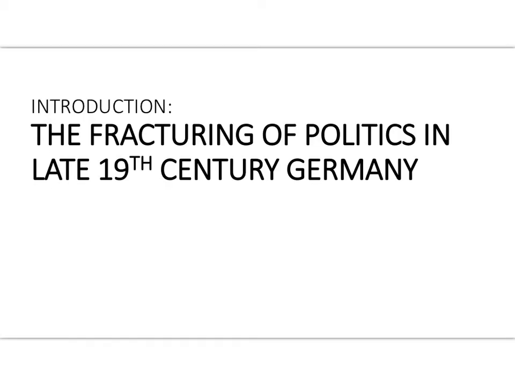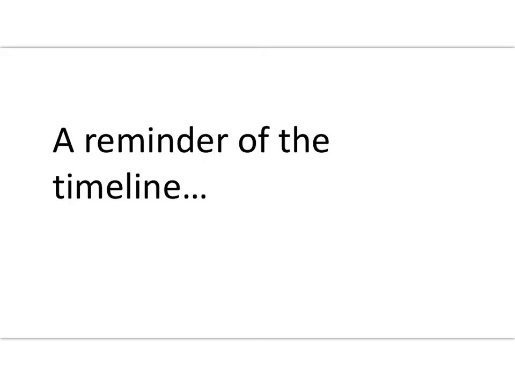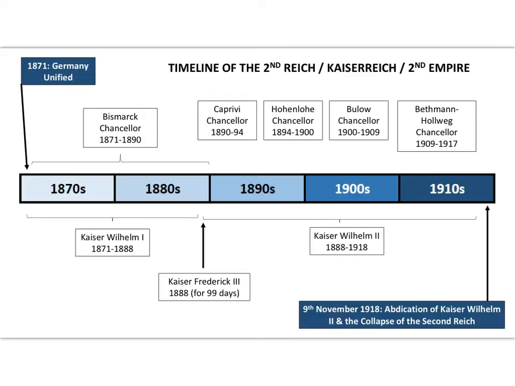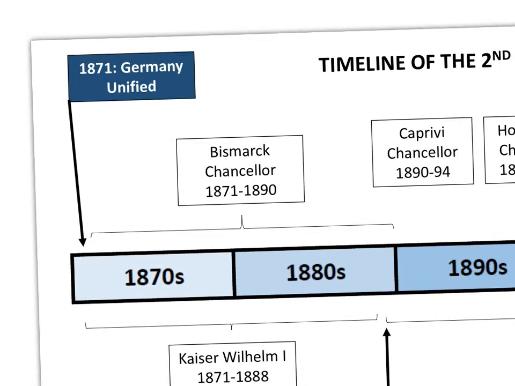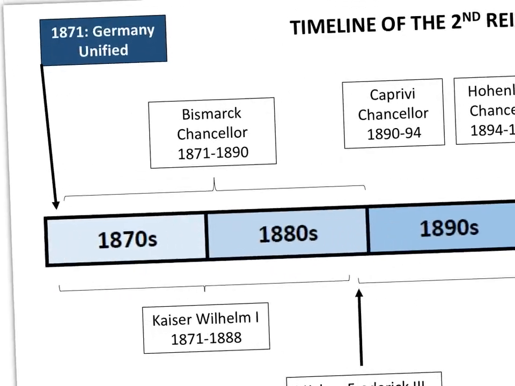Okay, so the introduction. By way of an introduction, the fracturing of politics in late 19th century Germany, and we're not onto the mind map yet. This is really about just recapping some of the key points. A reminder of the timeline. I thought it's opportune just to make sure you think about timeline. So there's the Second Reich, a timeline of the Second Reich. And of course, 1871, Germany was unified there at the beginning.